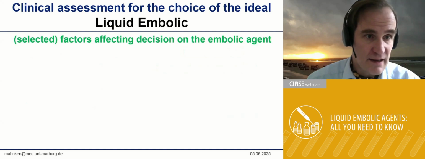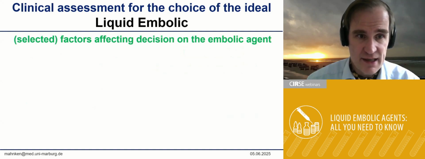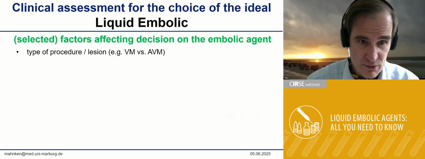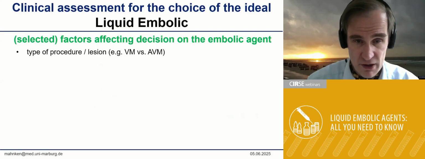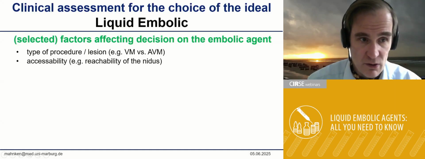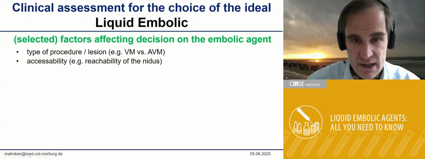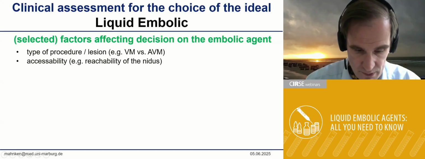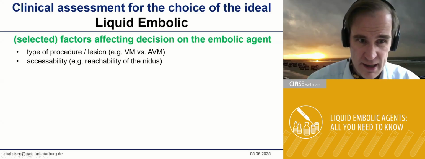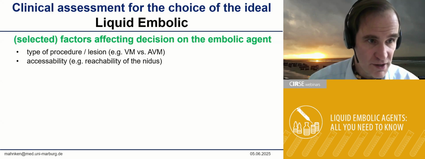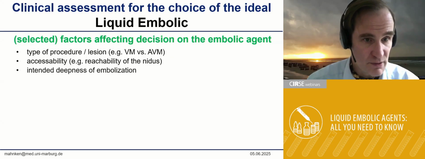So it's just a selection of factors that actually affect my decision. First, I ask, what type of procedure do I do? Do I do a VM or an AVM? It makes a difference for me if I go for glue or if I go for a sclerosant. I'm sure we will hear more about it. Accessibility, how close can I get to the nidus? If I really make it into the nidus, I can nicely go, for example, with Onyx, but if I can't reach the nidus and if I have to fill the last centimeter, including the nidus, I definitely would go for Histoacryl. So that's part of the decision process.